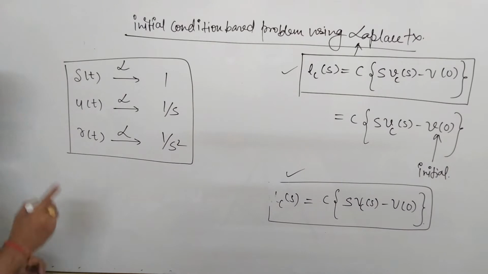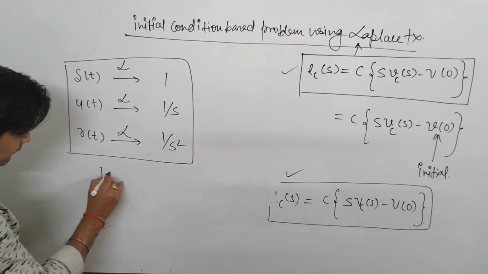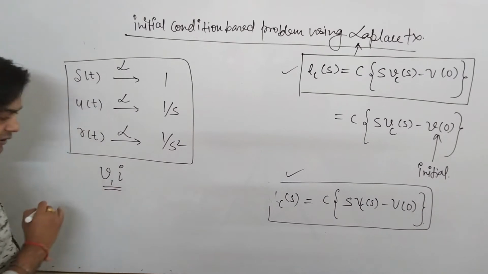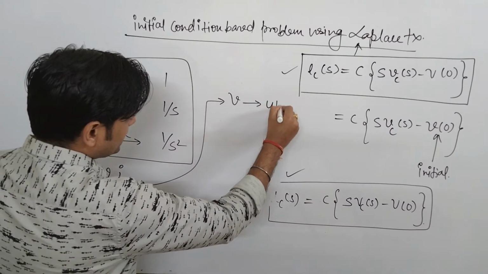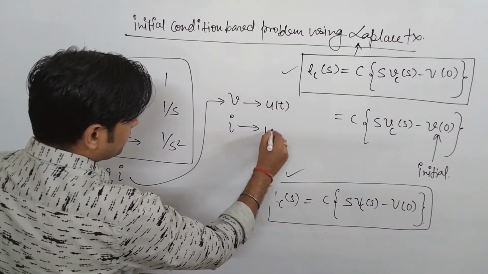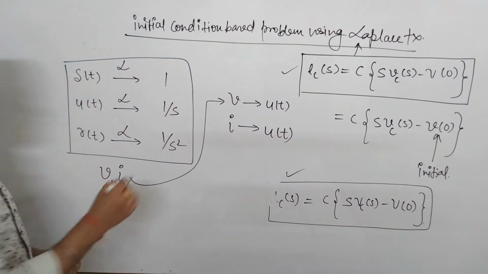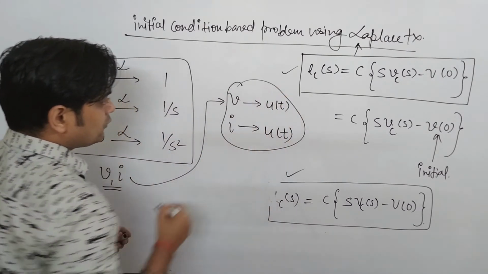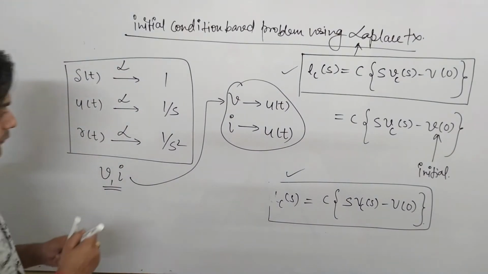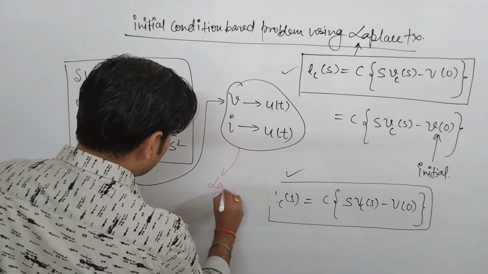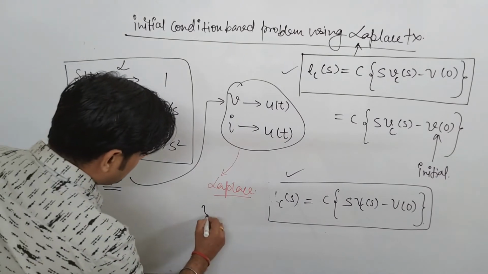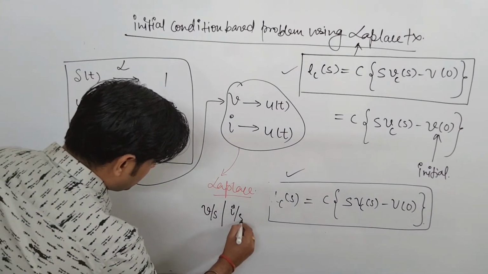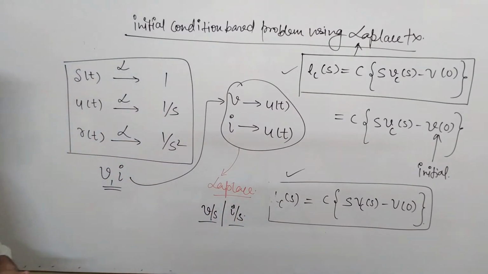Always keep in mind, whatever independent voltage and current is given in the circuit, this voltage V is in the form of a unit step and this current is in the form of a unit step. So whenever you convert these two into Laplace, it always comes in the form of V by S and I by S, whatever the value. If it is 3 volts, it is 3 by S. If it is 2 ampere, it is 2 by S.